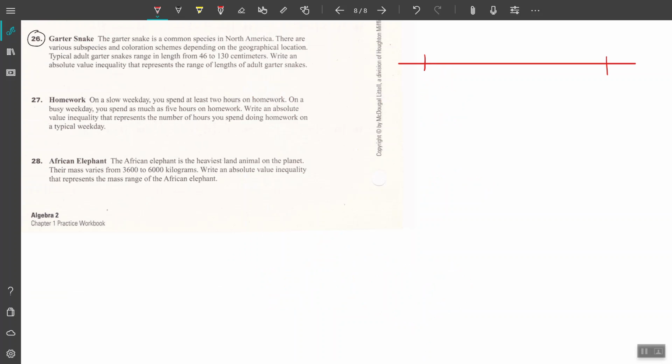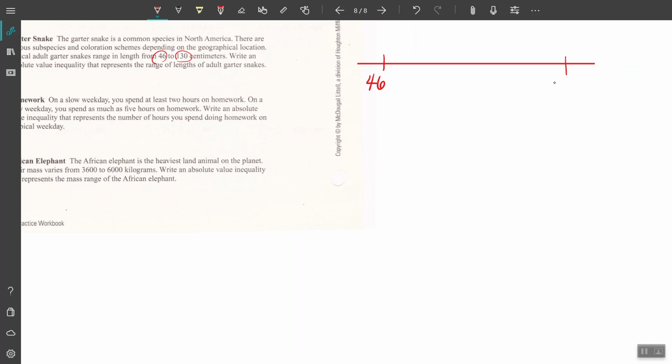Number 26 is a little harder to visualize because it's not distance. We're talking about length, and in this case, length of adult garter snakes. They have told you in the problem that they can range in length from 46 to 130 centimeters. So they can be as short as 46 and as long as 130 centimeters. Those are the extremes. So you're going to put the lower extreme here, if I were to just show you a visual, and then the upper extreme would be on the other side.